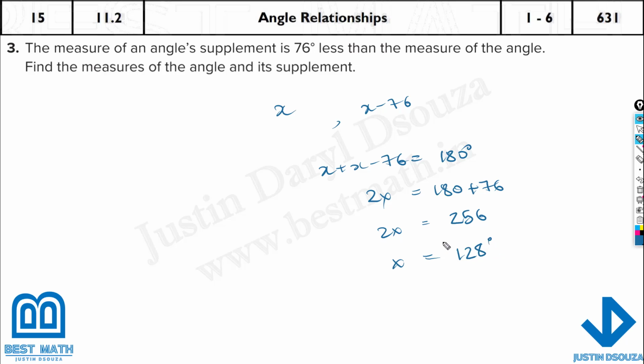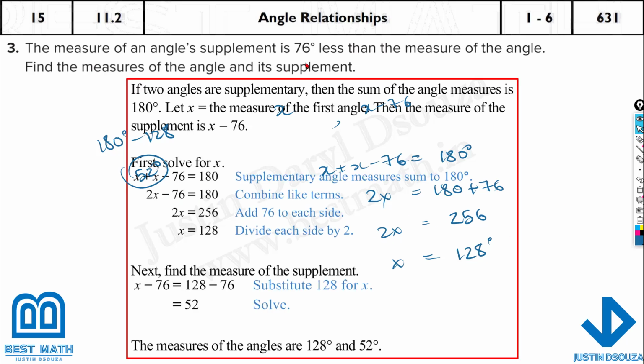128. So we know one angle is 128, so you can just do 180 degrees minus 128. That'll give the other angle. It's 52 degrees. So one of the angles is 52 degrees, one more is 128 degrees. And you see the difference between them. The supplement, one less, x minus 76. So also you can do 128 minus 76, and you will get the correct answer itself.